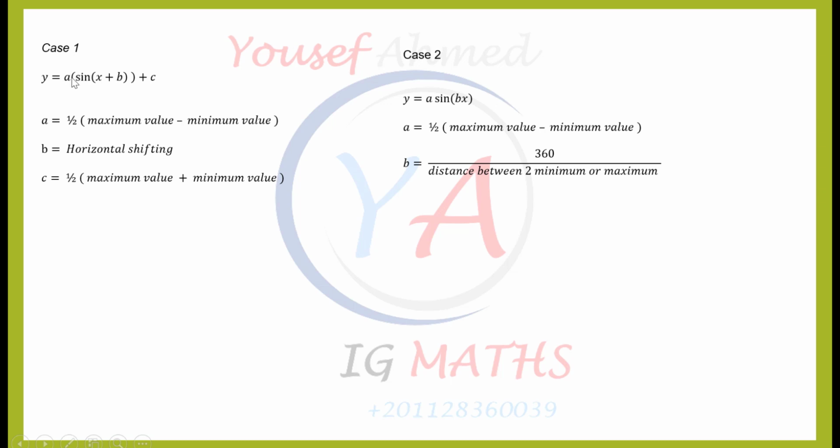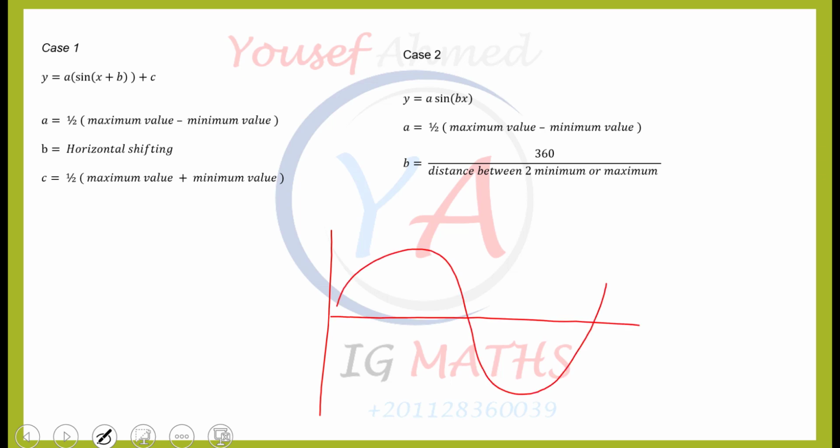For a, it is the middle line, the line exactly in the middle of the curve. For example, if the curve is drawn like this here, this is called the middle line, which is the value of a exactly. For the standard functions, a is 1. We can call it the amplitude, but for now, let's just say it's the middle line.